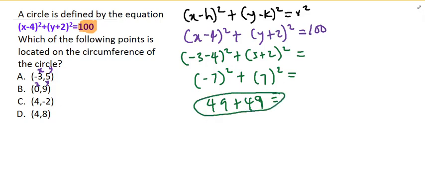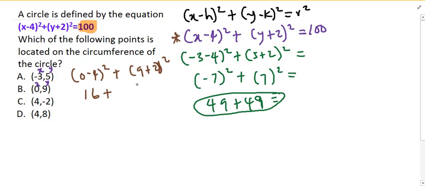Let's try another one. Okay, so let's have 0, 9. Then it becomes 0 minus 4 all squared plus 9 plus 2 all squared. So 0 minus 4 is minus 4 squared. Minus 4 squared is what? 16 plus 9 plus 2 is 11 all squared. Wow, that's going to be very much wrong, because 11 squared is giving us what, 121. So that is way above 100. This approach doesn't work.